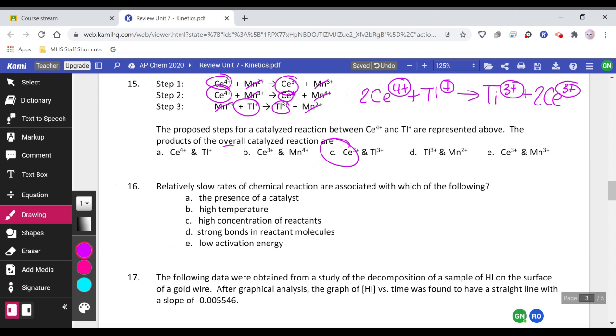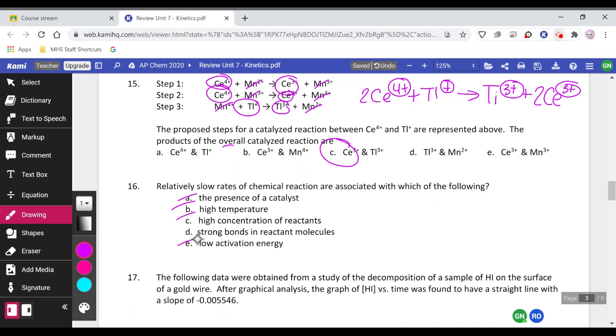Okay, on 16, relatively slow rates of chemical reactions are associated with which of the following? Slow rates of reaction. All right, would a presence of a catalyst slow the rate? No, it's going to increase the rate. Will a high temperature slow the rate? No. Will a high concentration of reactant slow the rate? No. Will low activation energy slow the rate?